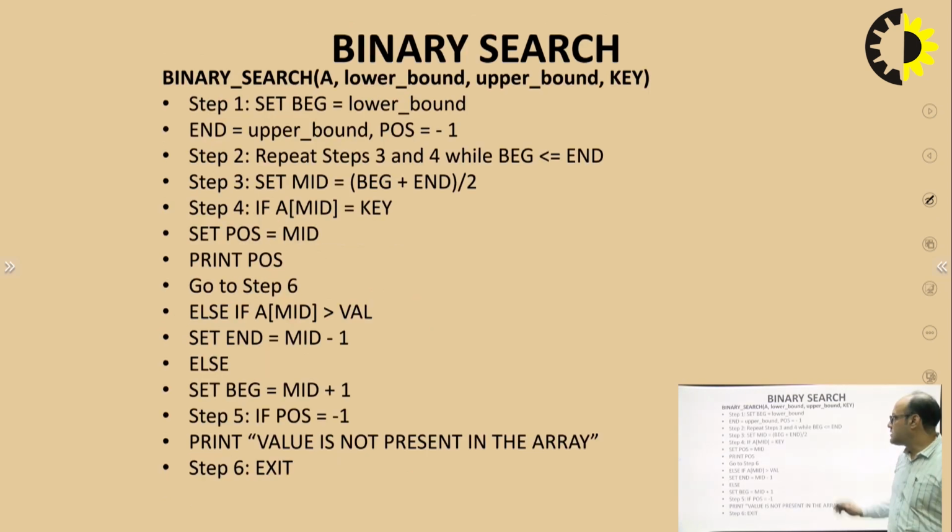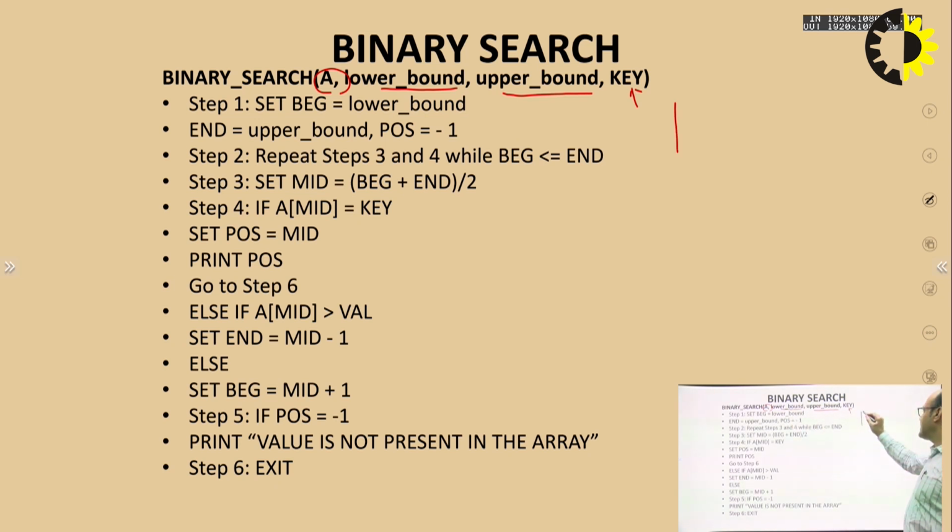Okay, now comes the binary search. So what happens in case of binary search? In case of an array, obviously we will give the list of elements that is in an array A. In an array, we have a lower bound, the maximum size that we call upper bound, and which element we have to search, that is the key. So here we will pass 4 parameters, right?